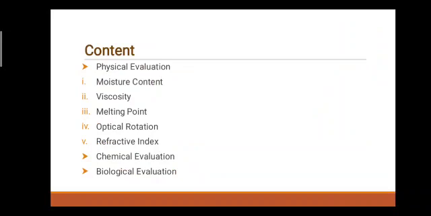In the previous presentation, we have already discussed two types of classification. The first one is the organoleptic evaluation and the second one is the microscopical evaluation. In this presentation, we will discuss physical evaluation, in that moisture content, viscosity, melting point, optical rotation, refractive index. Then the next, chemical evaluation and biological evaluation.